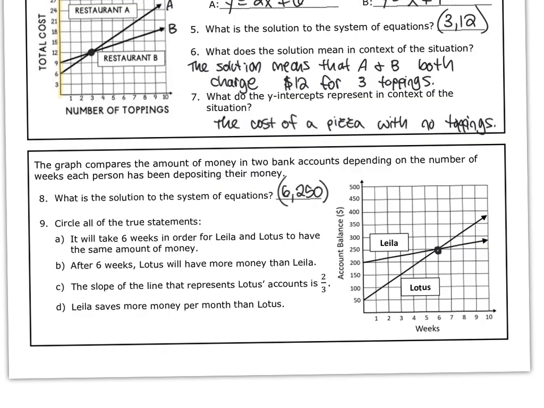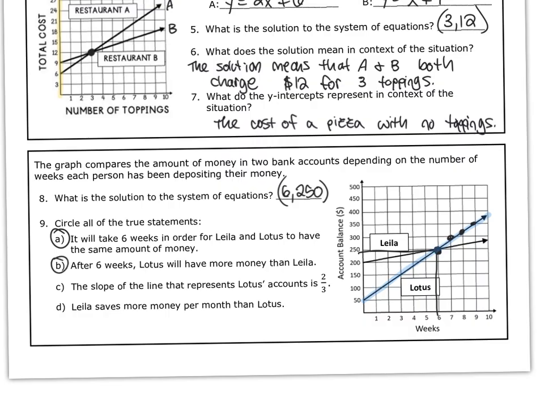Okay, circle all of the true statements. It will take 6 weeks in order for Layla and Lotus to have the same amount of money. Yes, that's true. We just said that. After 6 weeks, they both have $250. After 6 weeks, Lotus will have more money than Layla. Well, let's think about that. So Lotus is the blue line here, and after 6 weeks, like at 7 weeks, at 8 weeks, at 9 weeks, at 10 weeks, so at these points, yes, she does have more money than Layla, right? So yes, this is true too.